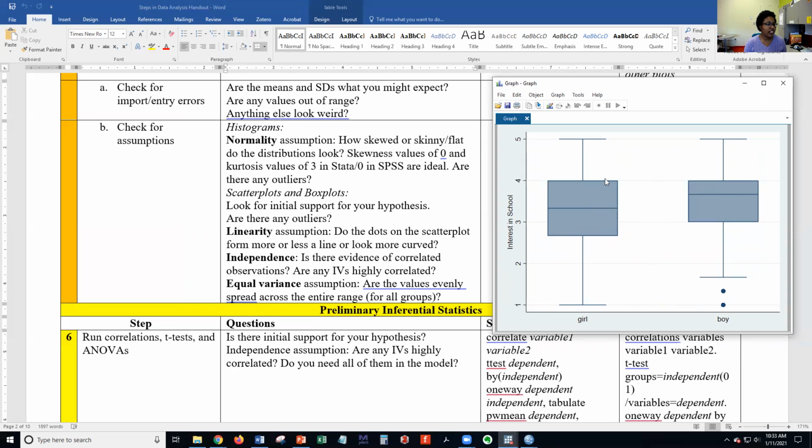We're not going to look for linearity in our box plots, but we can look at if there's any evidence of correlated observations. We can't really check that in a box plot either. There's nothing here that would indicate that. And then for our equal variance assumption, we want to check if the values are evenly spread across the range for both groups. So you can kind of see here that boys and girls have a very similar range of scores for interest in school. So that's a good thing. That's what we want to see.